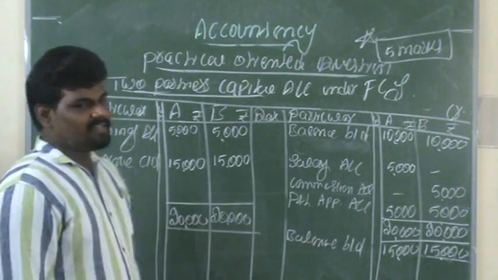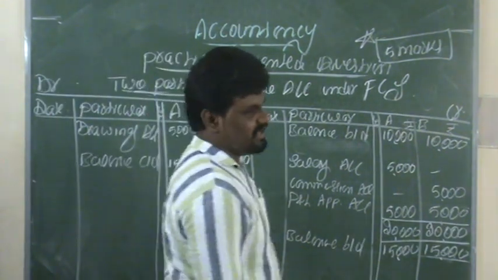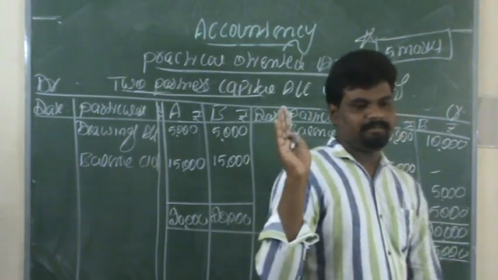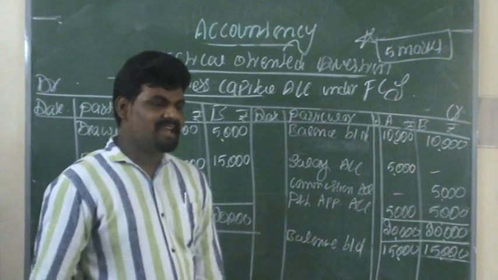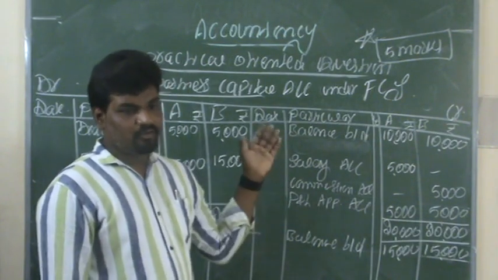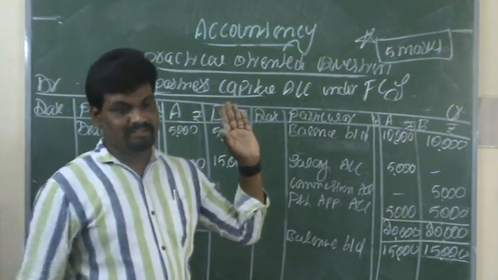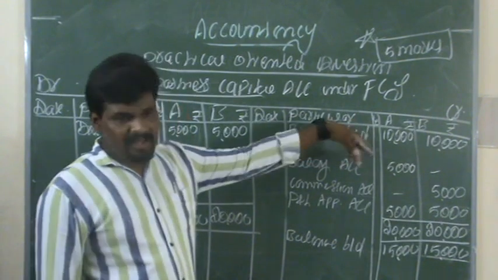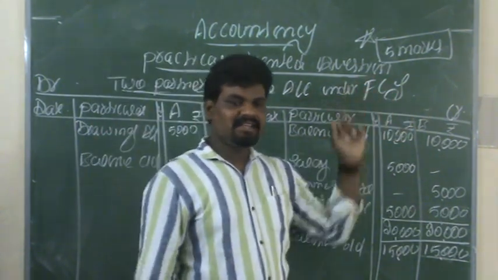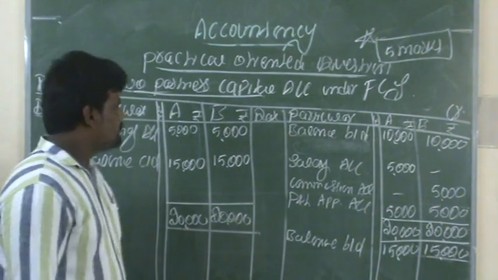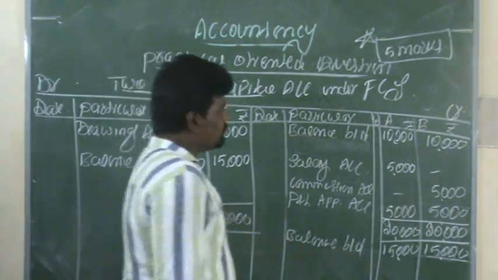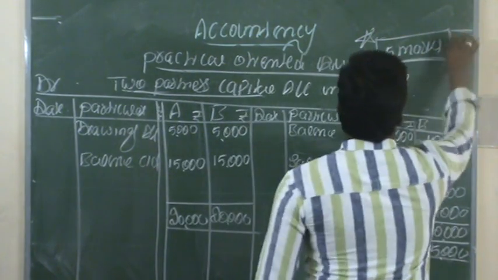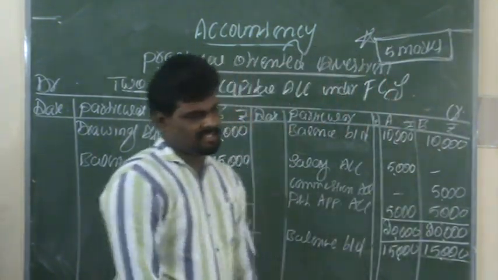So in the partners' current account we record their current account balances, but in the capital account there is no need to record their current account balance. Here we are recording only their capital balances. This is the difference between the capital account and current account in partnership accounts. So this is a 5-mark question for your practical oriented session.